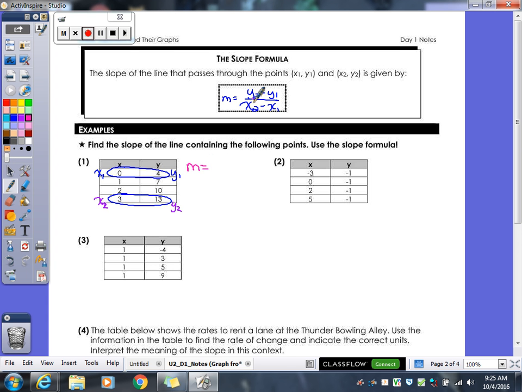So m equals y2 minus y1. So my y2 is a 13 minus my y1, which is a 4. And then it's over x2 minus x1, so 3 minus a 0. So what do we get when we do 13 minus 4? 9. 3 minus 0? 3. Can we divide 9 by 3? You sure can. What do we get? 3. So our slope for that one was a 3.